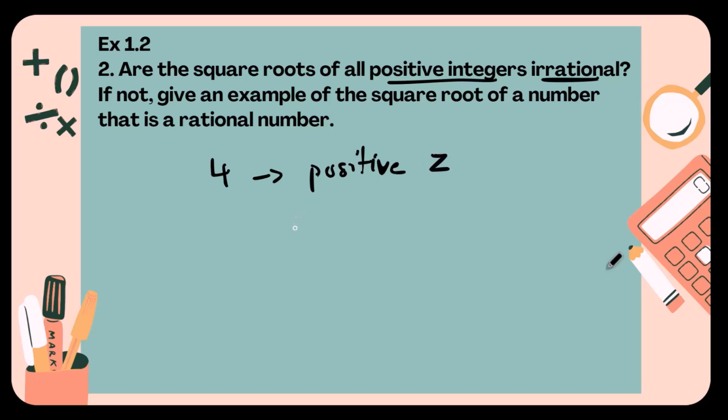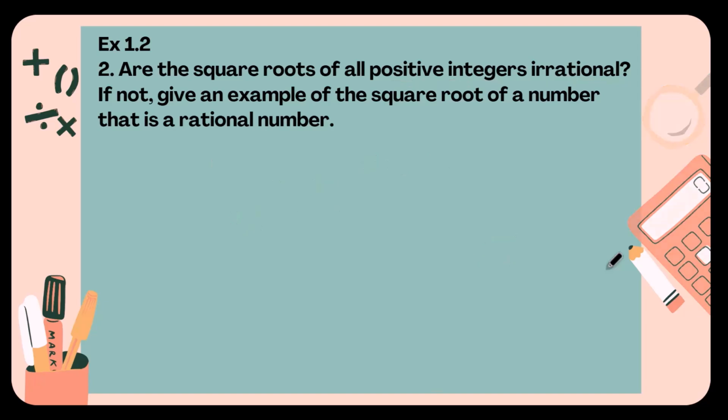Now root 4 is how much? Root 4 is 2. Correct? 2 is what? 2 is a rational number, right? So this is an example of a square root of a number that is a rational number. Simple, right? Root 4 is 2. So we can say the square root of a number is a rational number. So this is what you have to understand. Every square root is not an irrational number, right? Root 2, root 3, root 5 are, but root 4 is not, correct? This is what we need to state.